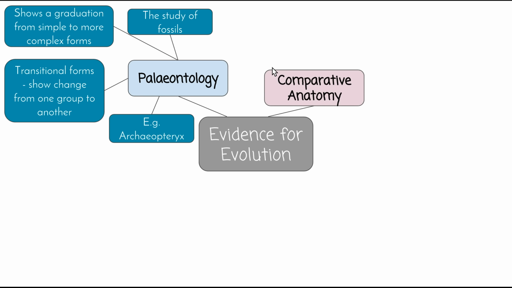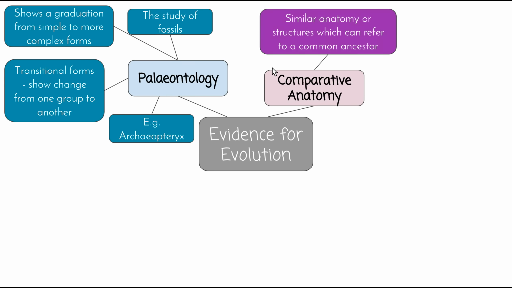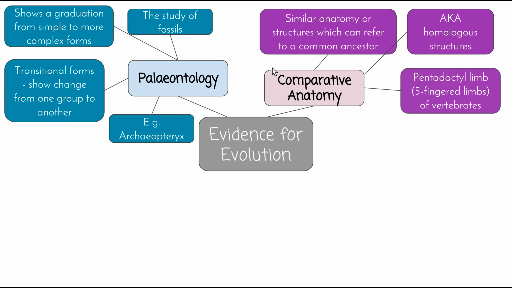Our second piece of evidence is comparative anatomy, which looks at similar anatomy or structures which can help to refer to a common ancestor that these particular organisms once had. So this is also sometimes referred to as homologous structure. So homologous, we know homo is the same, so the same kind of structure, however, they don't have the same functions. One particular example that we'll be looking at in a first-hand investigation is the pentadactyl limb. So penta meaning 5, dactyl fingers.